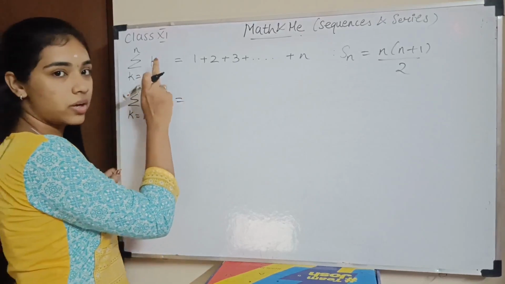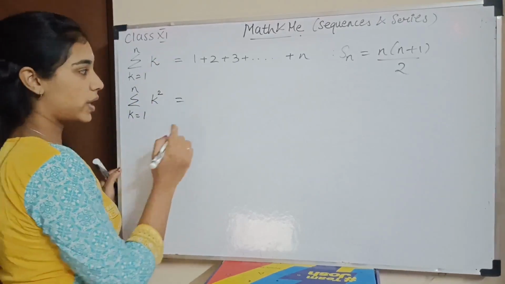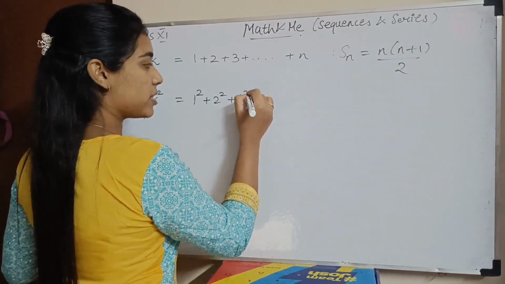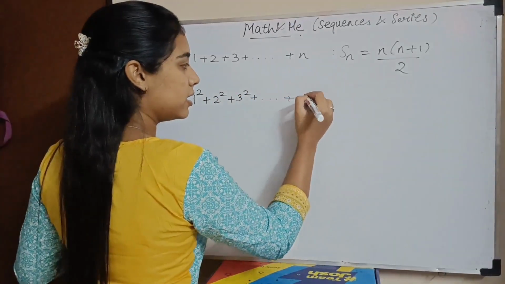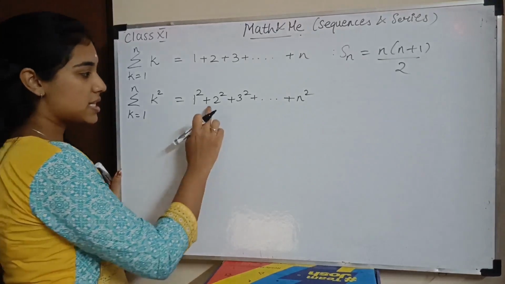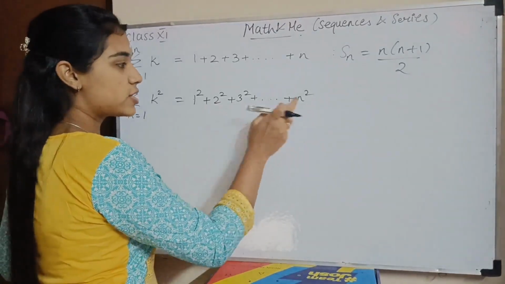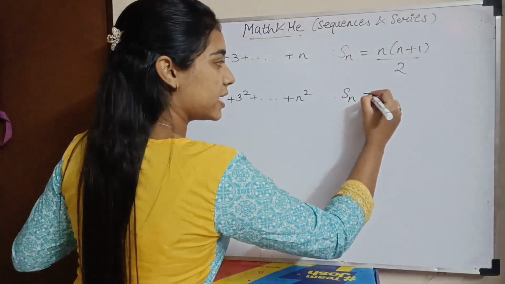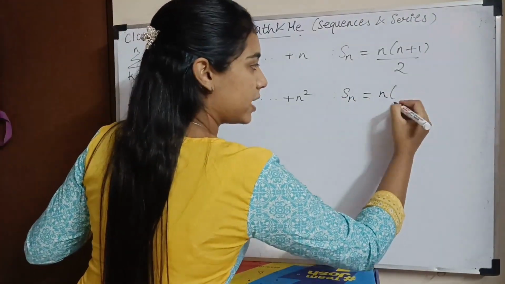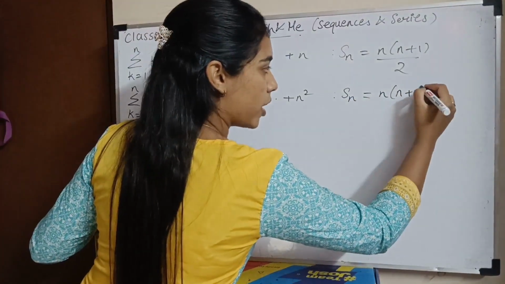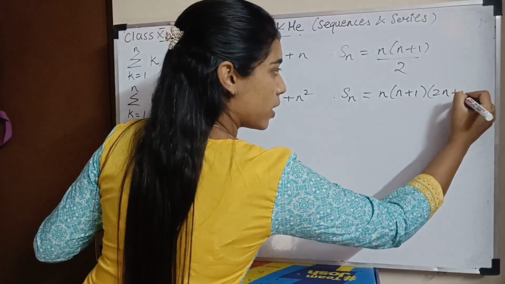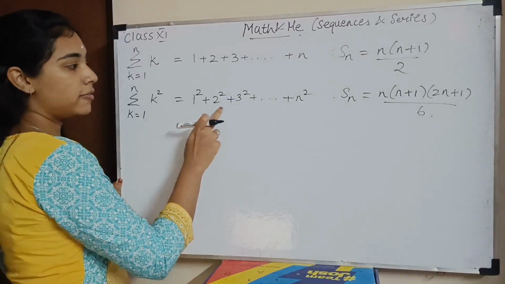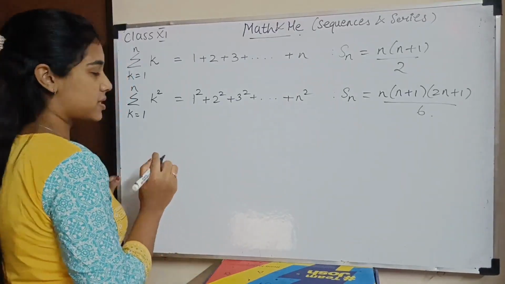Now, summation of k equals 1 to n of k square. First was k to the power 1. Now, k square. It is 1 square plus 2 square plus 3 square until n square. So what is the sum of squares of natural numbers from 1 to n? It is nothing but Sn is equal to n into n plus 1 into 2n plus 1 divided by 6. This is the formula for sum of the squares of the natural numbers.